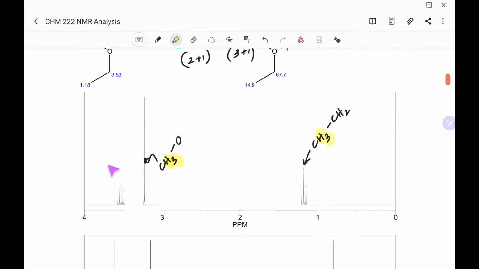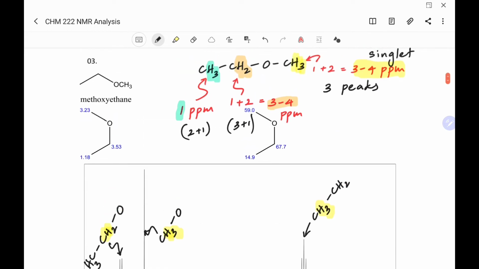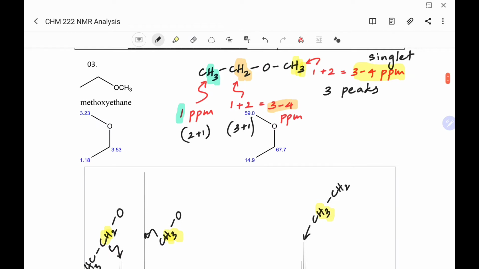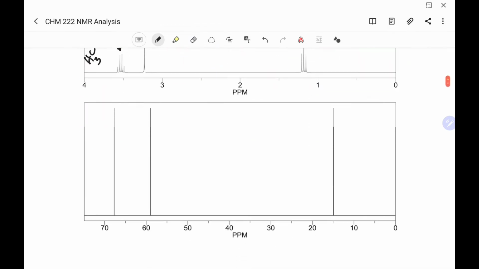The CH2 chemical shift should be around 3 to 4 ppm, and that's this peak. And it's a quartet. All right, so this is a nice example. I hope that you guys understood it. Let's go to the next one.